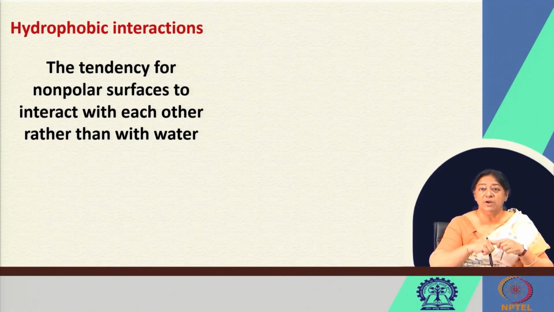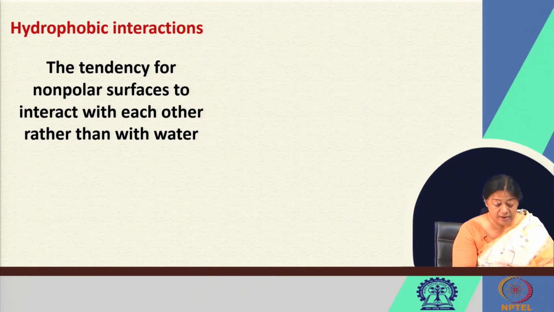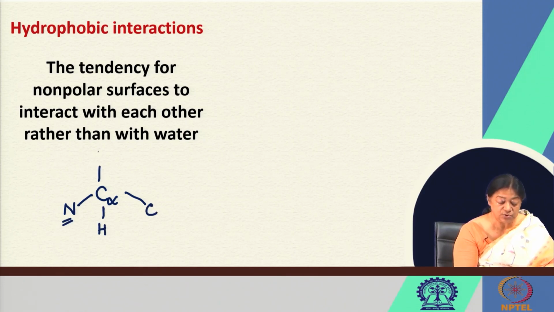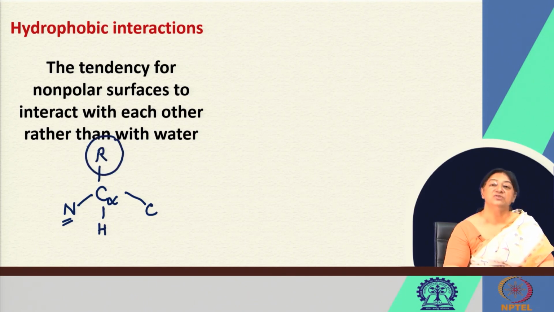Now, we have to remember, when we are talking about the side chains, in this case we are talking about the additional attachments to the C alpha, because each amino acid is always going to have its N terminus and its C terminus and the hydrogen, and to this is going to be attached an R group. Now, this R group is what we are interested in.